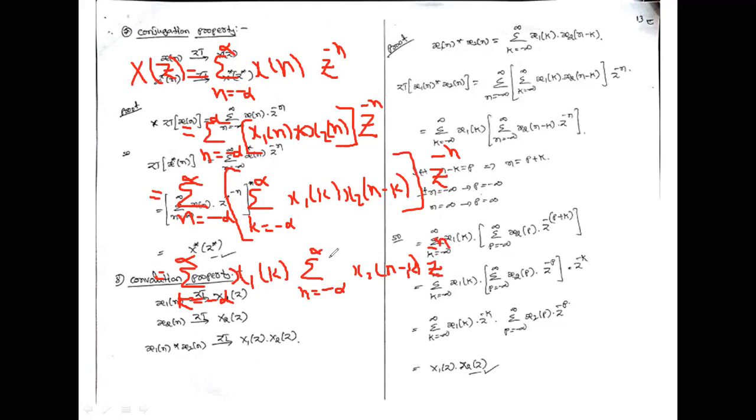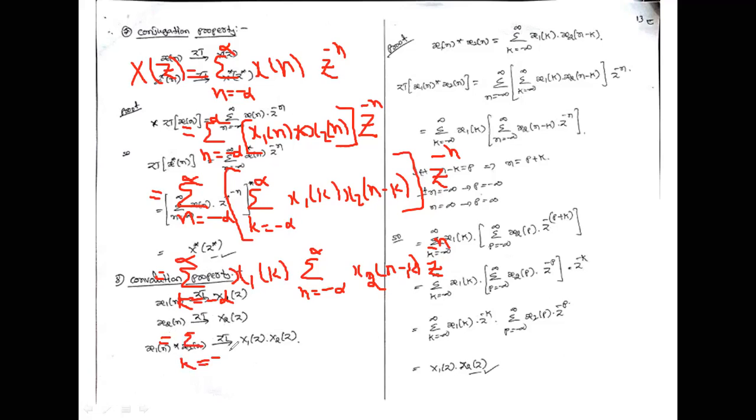Now in the second term you can observe that x2 of n minus k is a shifting property. According to the shifting property, z power minus n times x2 of n minus k means the z transformation is multiplied with z power minus k. Is it right, my dear students? Or otherwise, you can directly take n minus k as p and substitute that, or directly use the property.